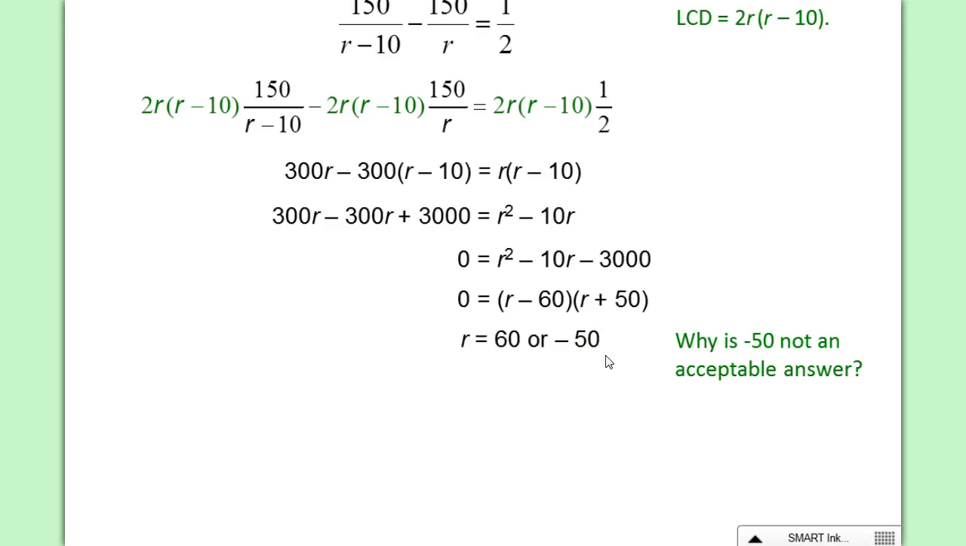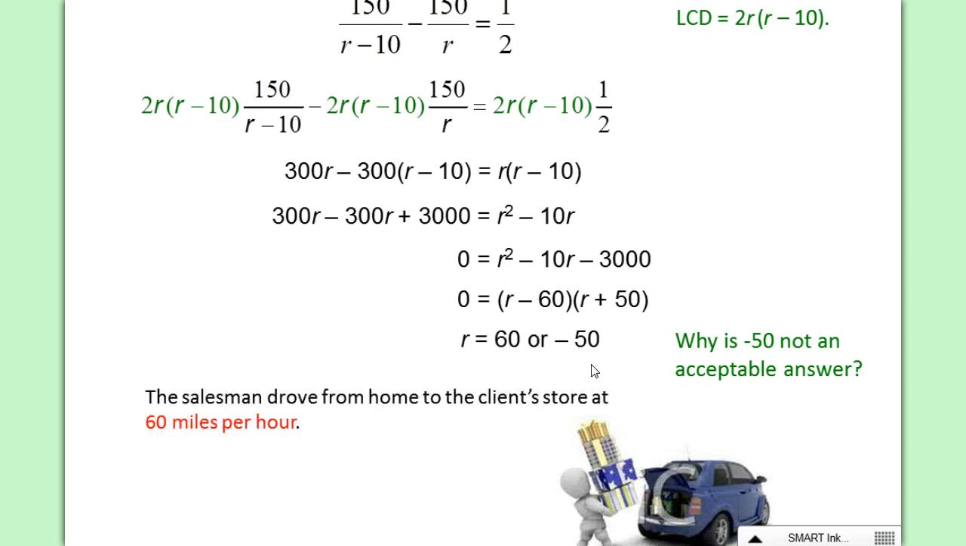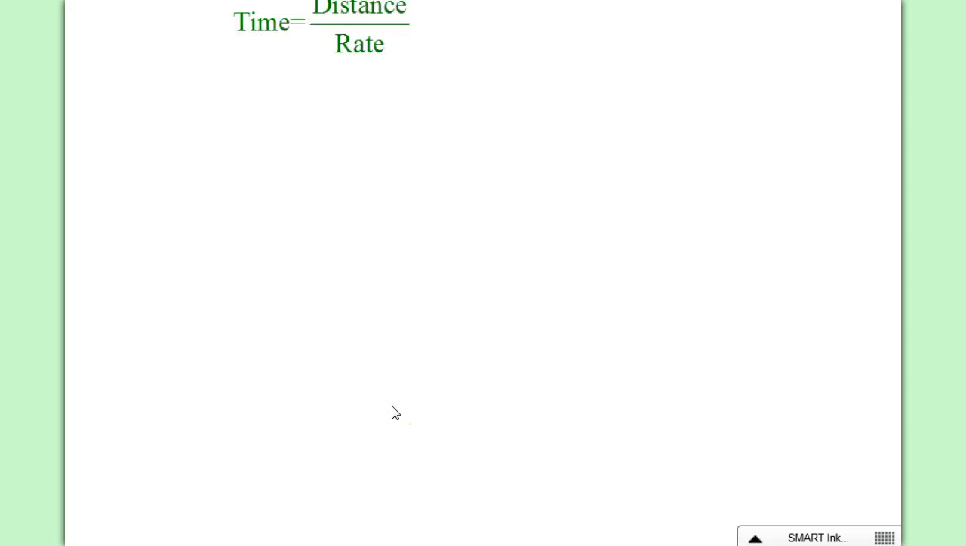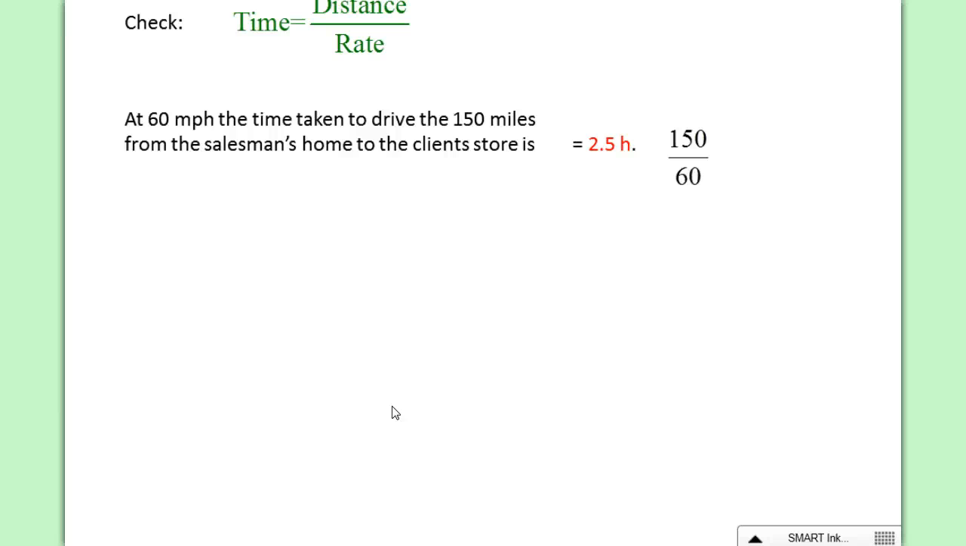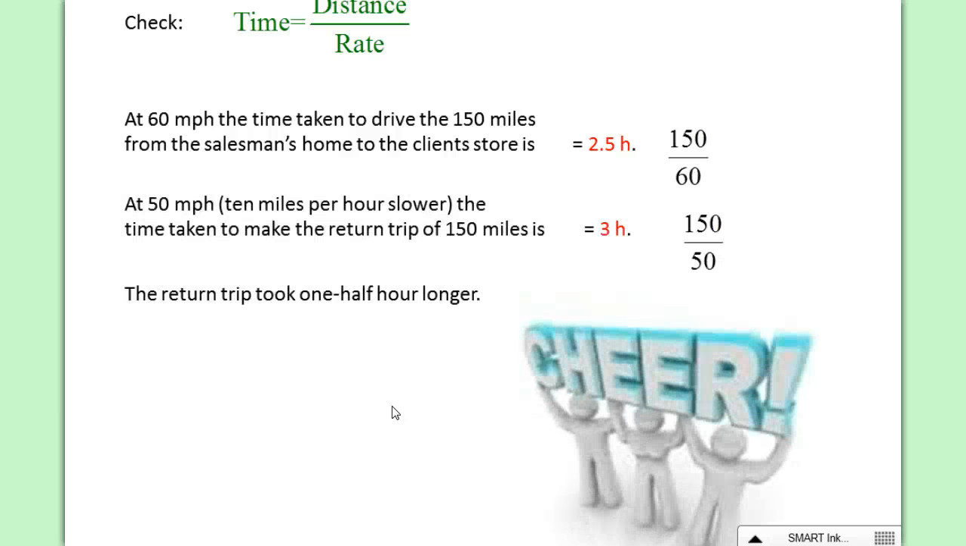I guess that's a leading question. Well, when you think about it, it does not make sense to have a negative speed. The context of that doesn't make sense, right? So the salesman must have been driving home to the client store at 60 miles per hour. We can check this answer by plugging it in. Yay! And we can see that on his way there, it took 2.5 hours. On his way back, he takes 3.